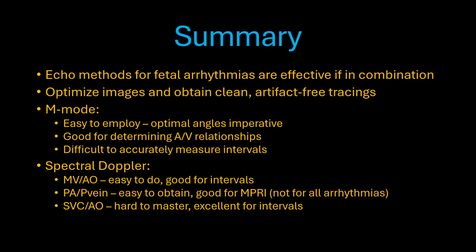And spectral Doppler for the mitral valve and the aortic tracing, it's easy to do, it's good for intervals. Pulmonary vein and pulmonary artery is also easy to obtain. It's very good for mechanical PR intervals, but it's not good for all arrhythmias. And the SVC aortic tracing is quite hard to master, but once you get it, it's very, very good to measure intervals and to evaluate arrhythmias.